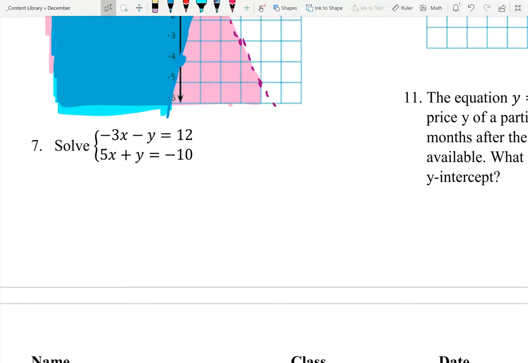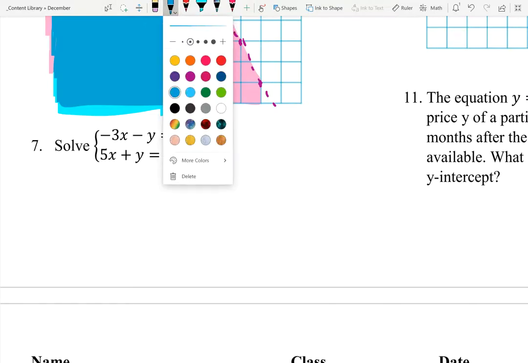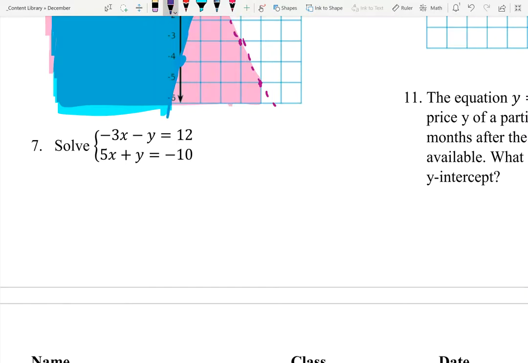All right, number 7 is solve. Now you can solve this several different ways, so you kind of have options here. I'm going to pick the way that I think would be the fastest, and based on the way this problem is set up, I think elimination will work best. But substitution would work really, really well also. It would just take a little longer to do substitution. But if you like using substitution, you can.